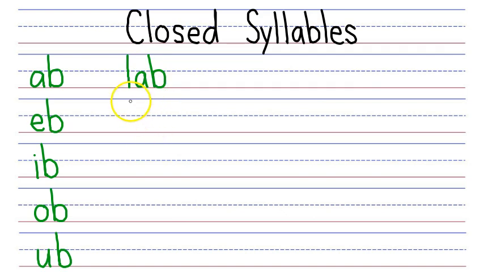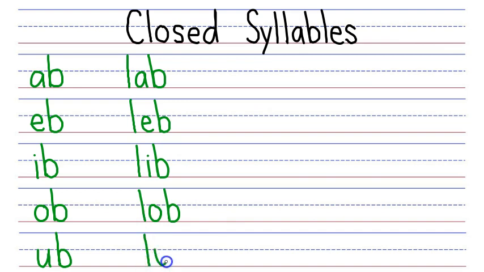For leb, we have an L that says l, an E that says e, and a B that says b. For lib, we have an L that says l, an I that says i, and a B that says b. For lob, we have an L that says l, an O that says o, and a B that says b. And for lub, we have an L that says l, a U that says u, and a B that says b.